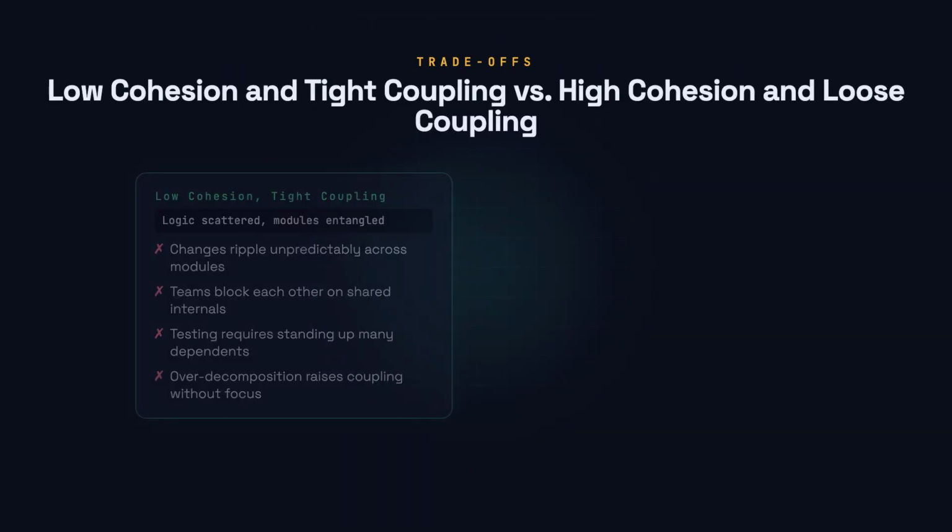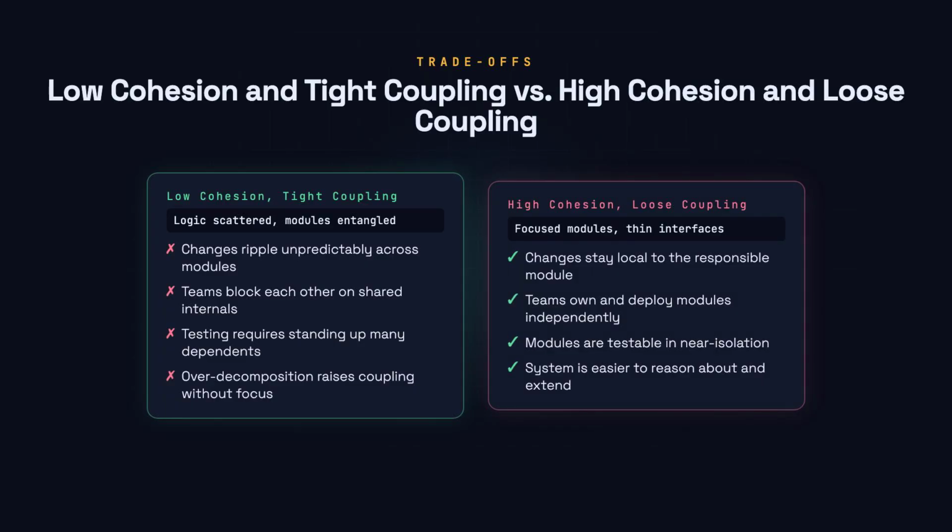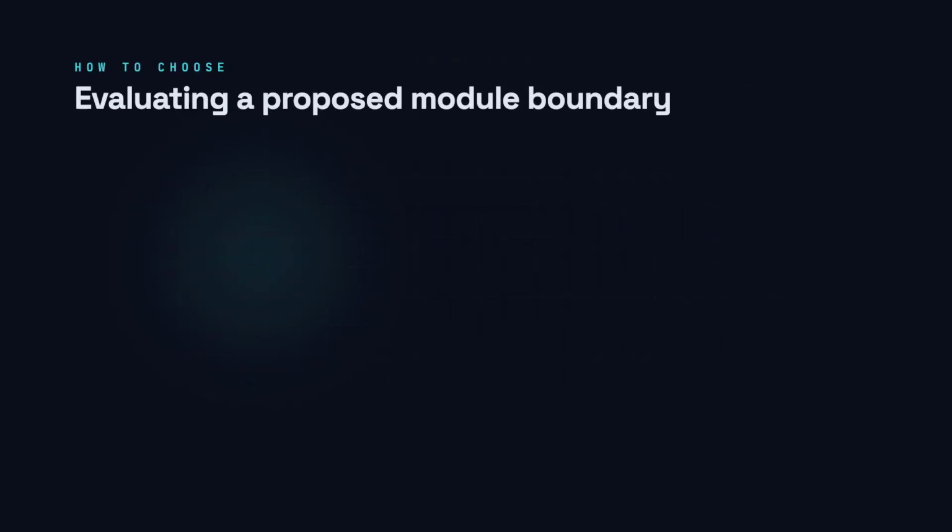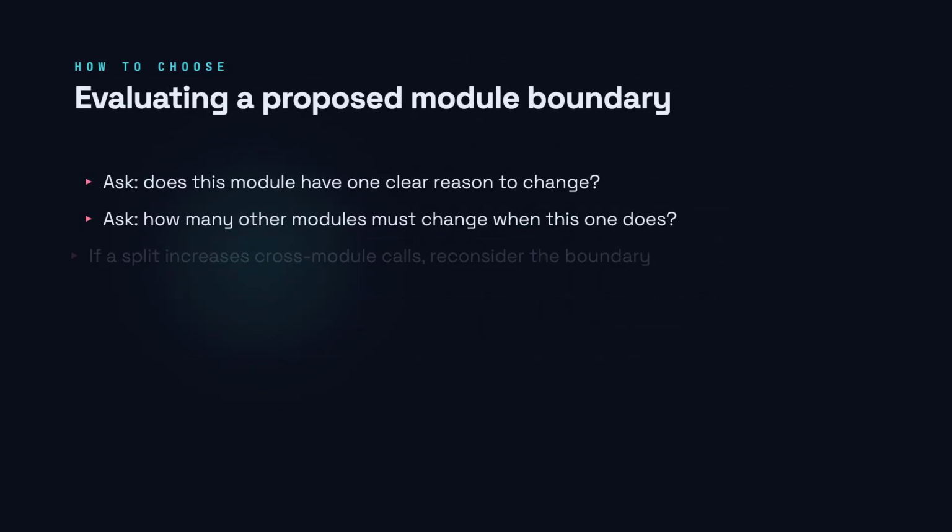The contrast is stark. When cohesion is low and coupling is tight, a change in one place forces changes in several others, teams step on each other, and testing requires the whole system running at once. The opposite configuration, high cohesion inside each module and loose coupling between them, means changes stay contained, teams move independently, and you can test a module by itself. Note the warning: splitting too aggressively without grouping related logic raises coupling without gaining focus, leaving you worse off than before. Use these two principles as a test, not just a goal.